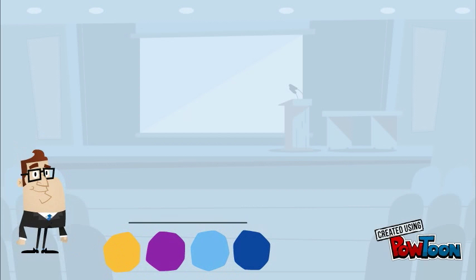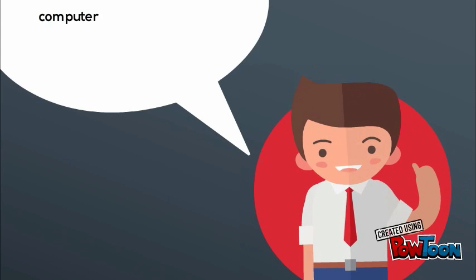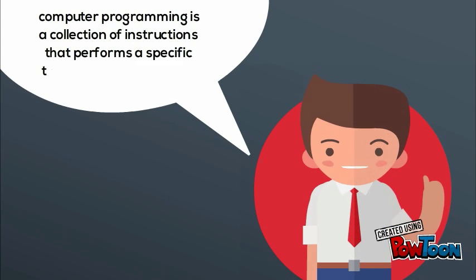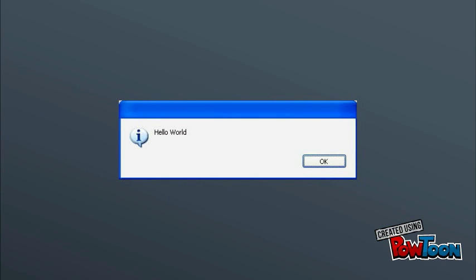Before we proceed, let's take a look first at what a program is. Here is a simple code that initiates an alert box saying, "Hello world, I am alert box." A computer program is a collection of instructions that performs a specific task when executed by a computer. Here, we are telling the computer to execute an alert box that will pop up on our browser.